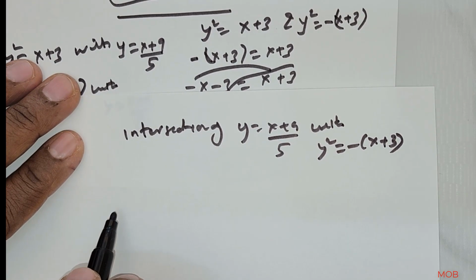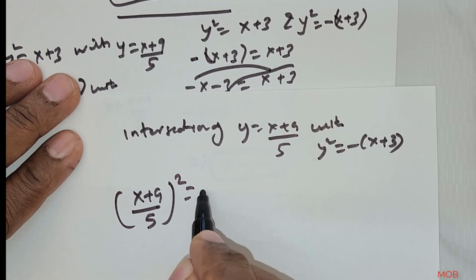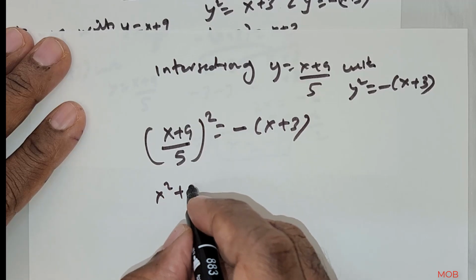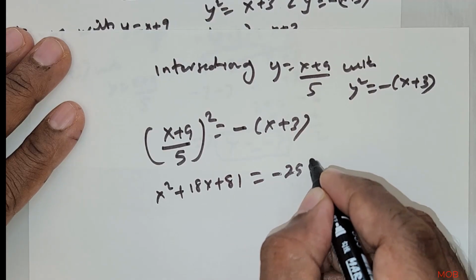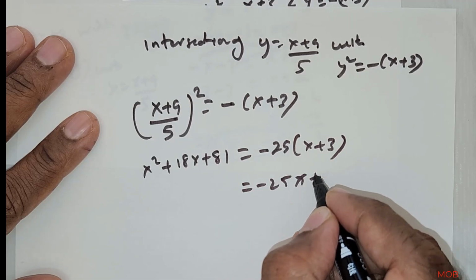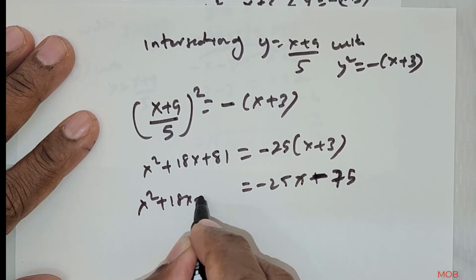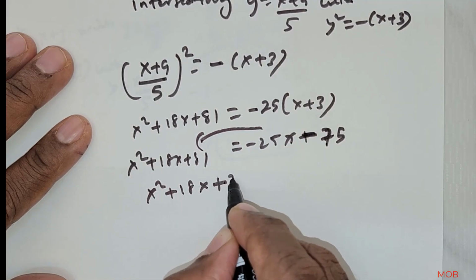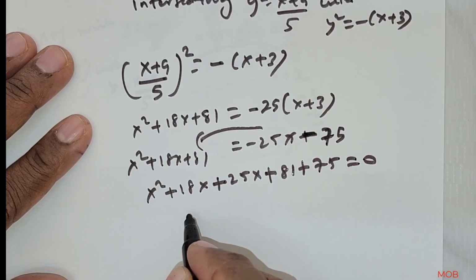So if I were to equate these two, I get (x + 9/5)² = -(x + 3). This is going to be x² + 18x + 81 = -25(x + 3), which is -25x - 75. Now you move this over, and you get x² + 18x + 25x + 81 + 75 = 0.